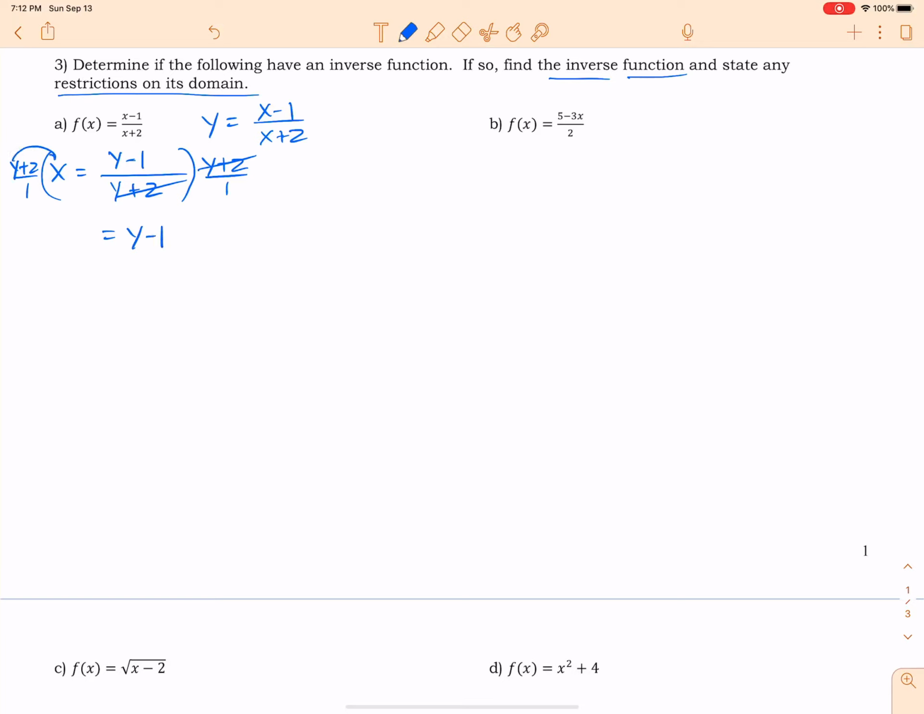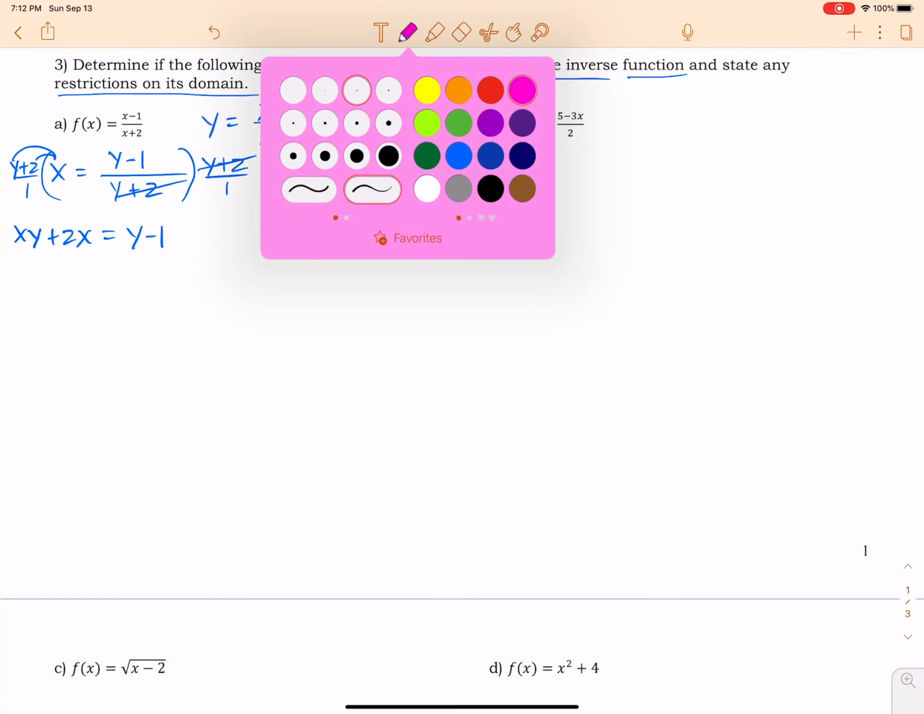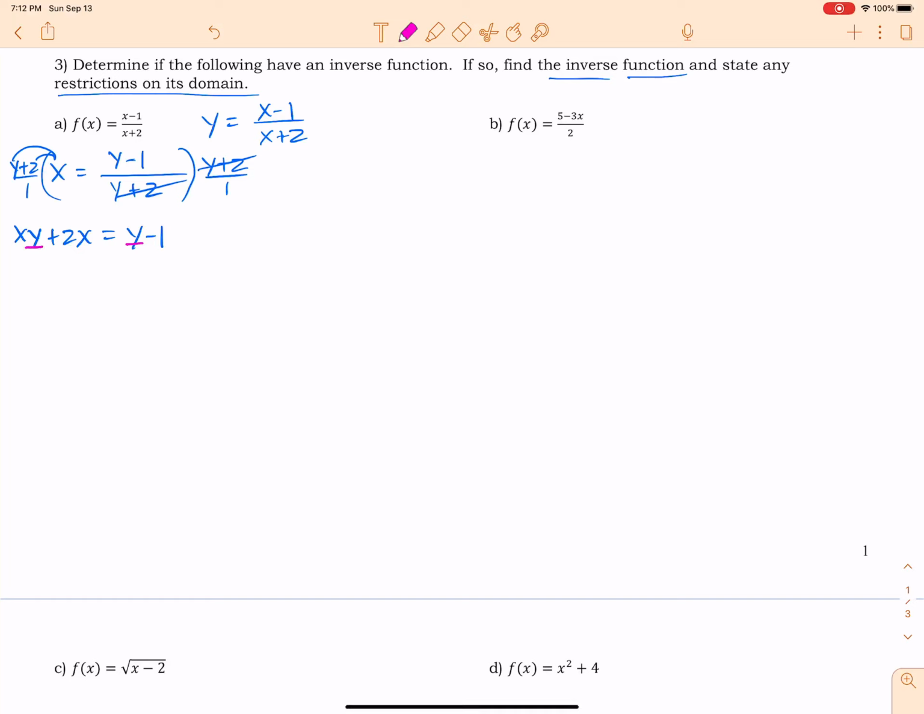And what happens over here on the left is I have to distribute the x, and now notice that I've got a y over here and a y over here, and I need those on the same side. So I'm just going to manipulate this mathematically. Remember, you can do anything you want to an equation as long as you do it to both sides. So I'm going to subtract this y from both sides. That leaves me with xy minus y plus 2x equals negative 1. And now I'm going to subtract the 2x from both sides. That leaves me with xy minus y equals negative 2x minus 1, or negative 1 minus 2x, it doesn't matter.